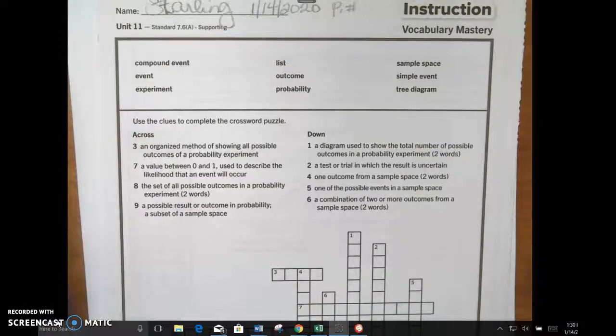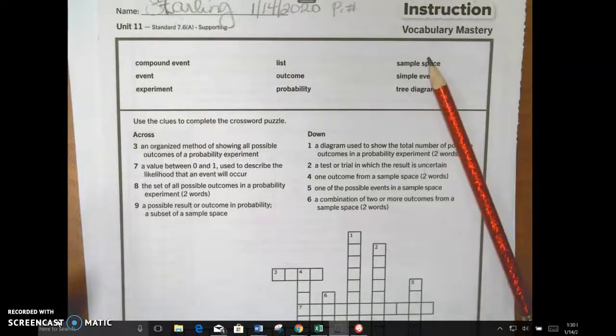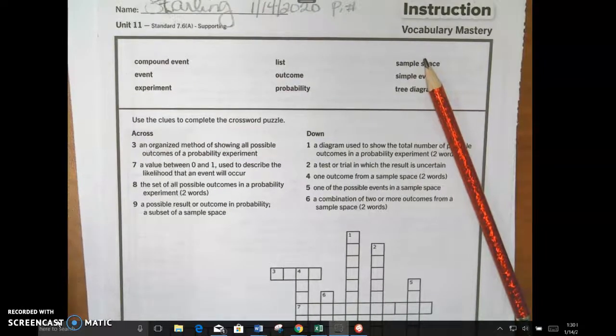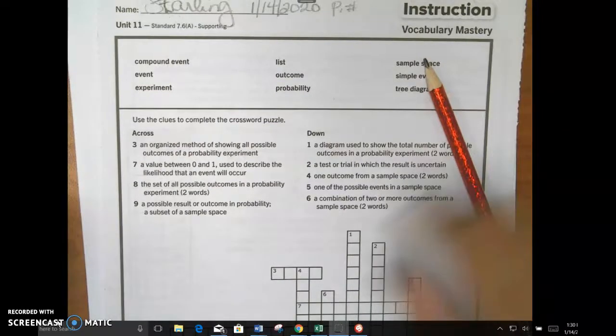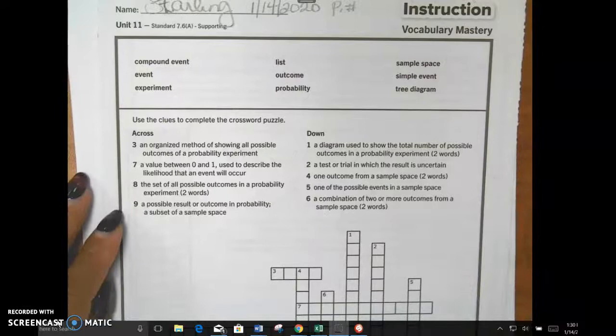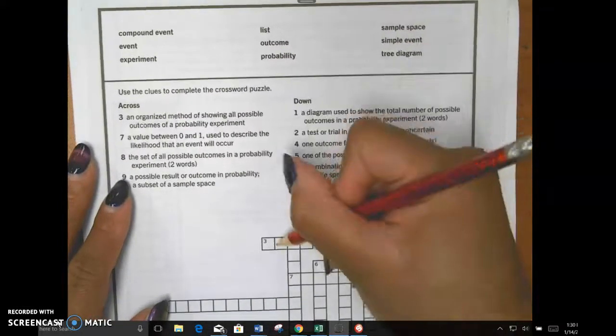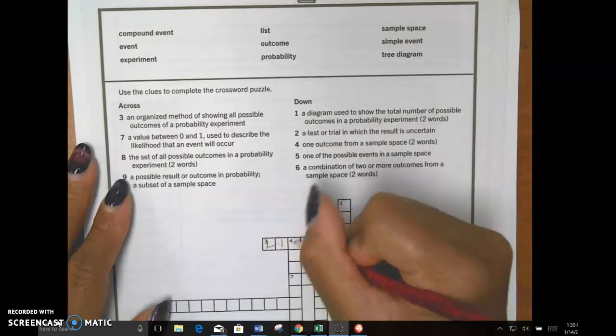So we have Unit 11, and we're talking about some of the vocab words that we discussed yesterday. So the first across clue is an organized method of showing all possible outcomes of a probability experiment. Yes. What is it? List. 4 letters, and that's the only 4-letter word.